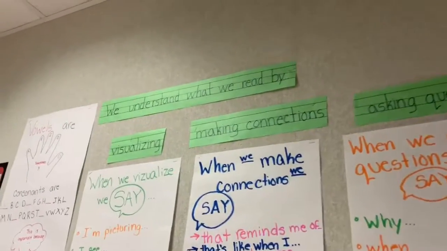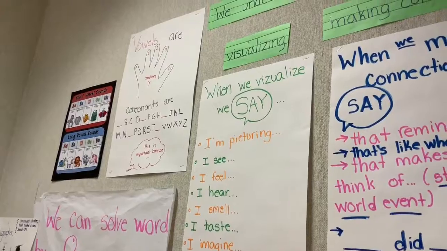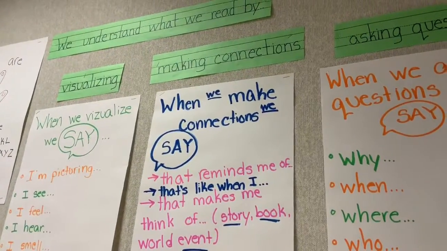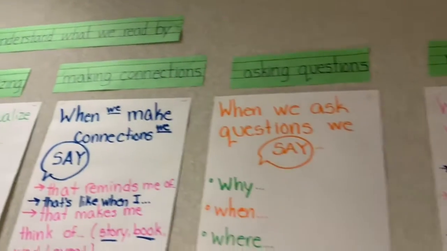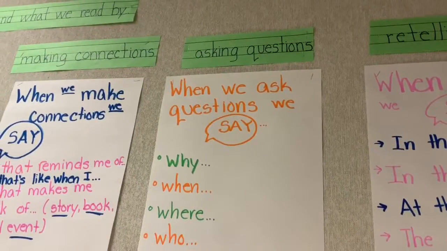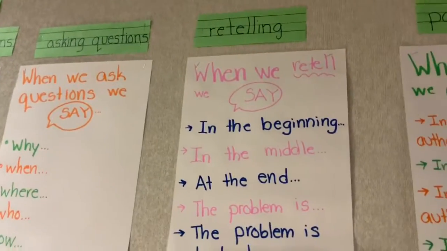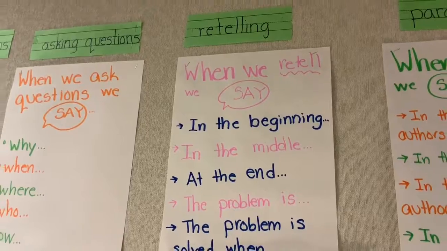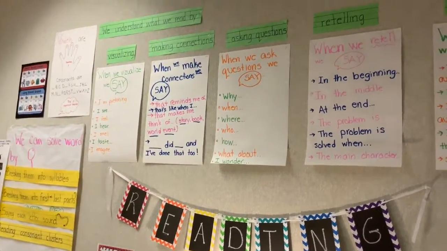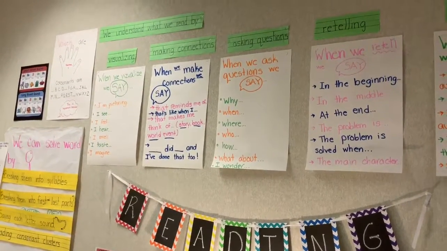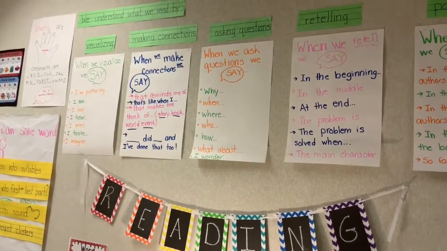Some of those strategies are visualizing, picturing what's happening. We can do that in fiction and nonfiction. Making connections helps us understand what we're reading, whether we're reading fiction or nonfiction. Asking questions helps us understand what we're reading, if we're reading fiction or nonfiction. And retelling helps us when we're reading fiction. These charts are tools to help us when we're talking with our partners or we're writing about what we're reading, because it helps us know what to say when we're visualizing, making connections, asking questions, or retelling.